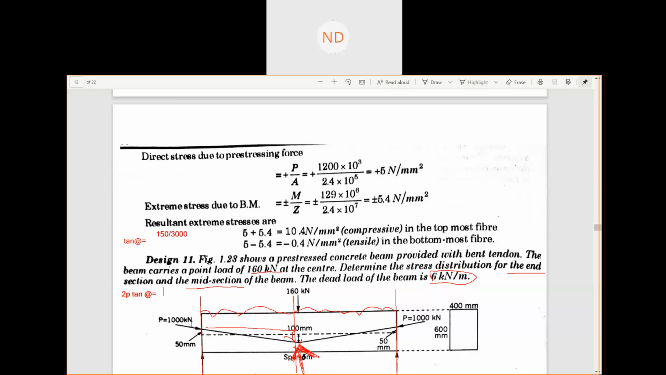Calculate. 300 kilonewton? No. 150? How much is 2P tan theta, after calculation, with the pre-stressing force of 1000 kilonewton? Everyone, where is the comment chat?